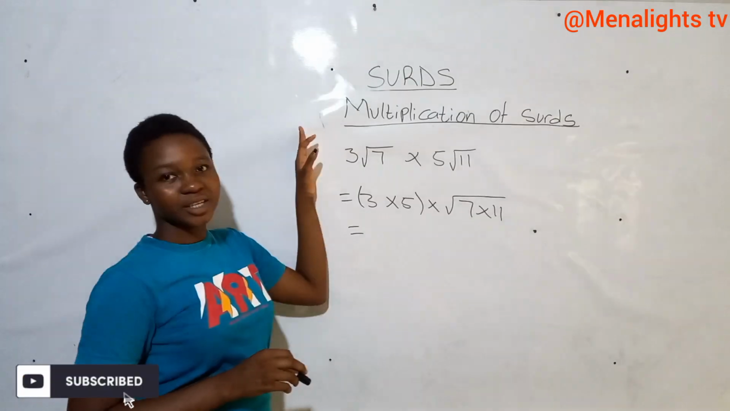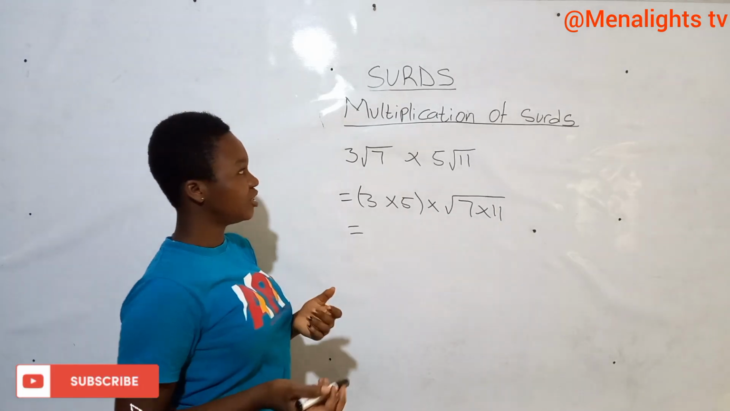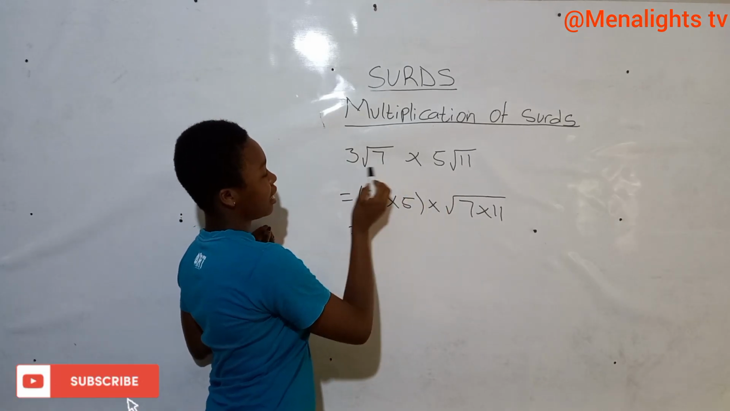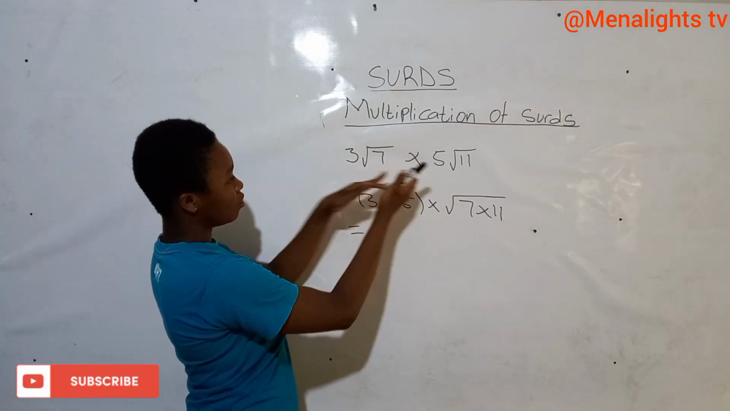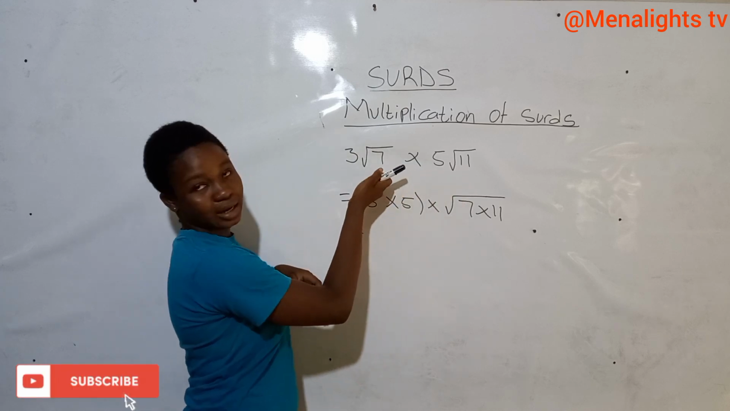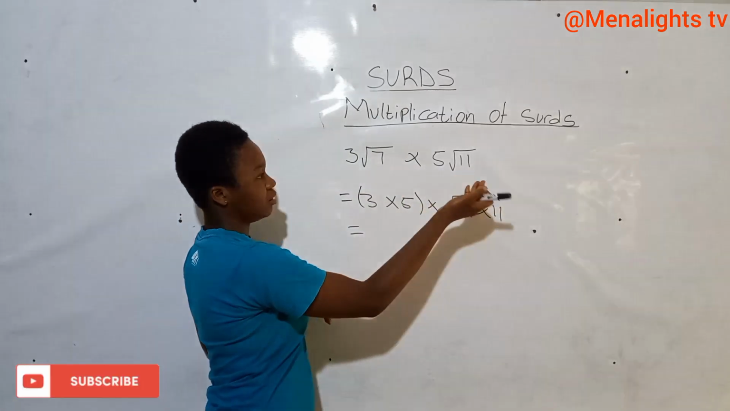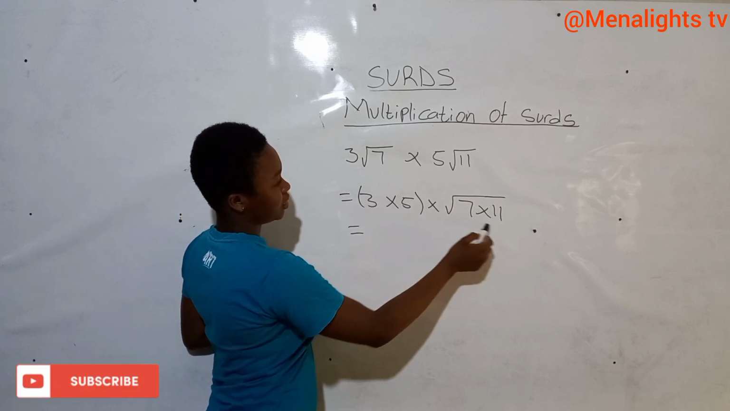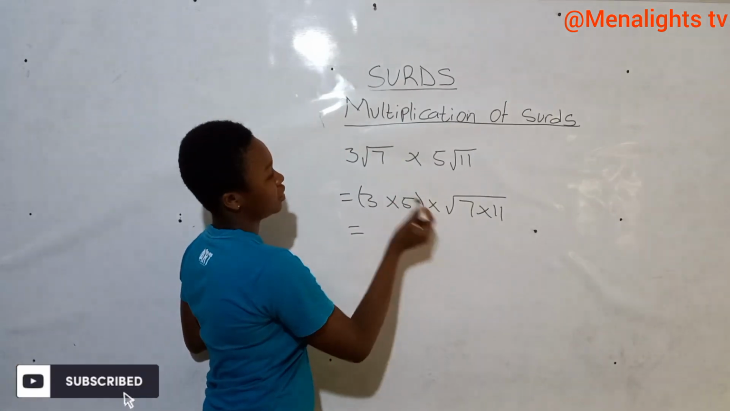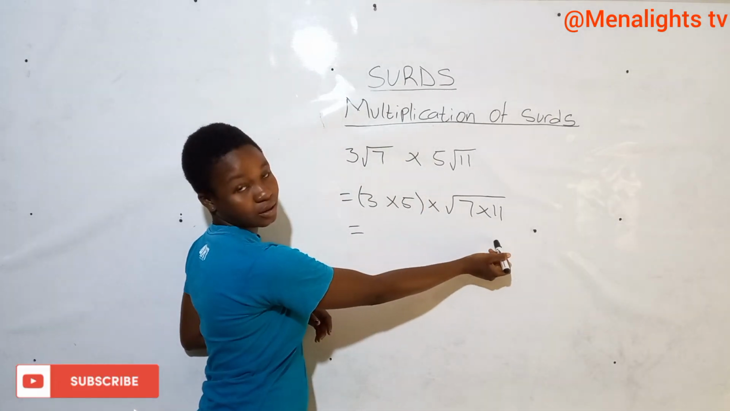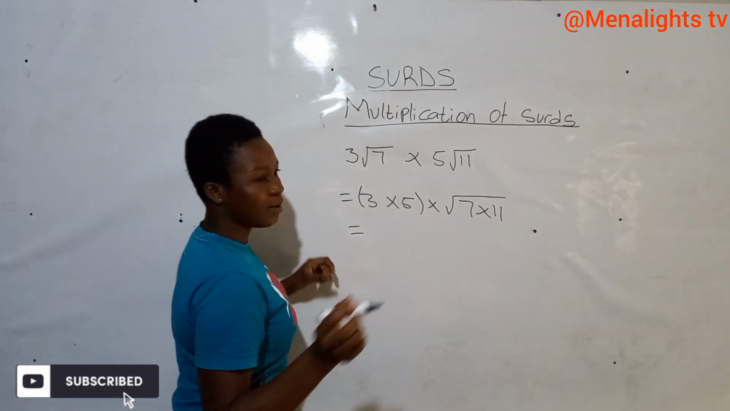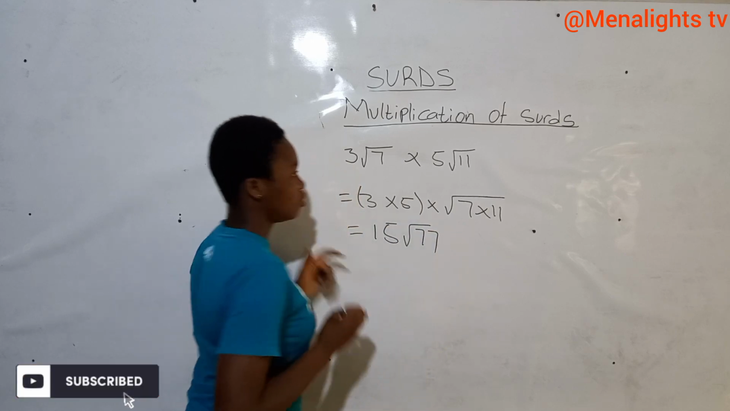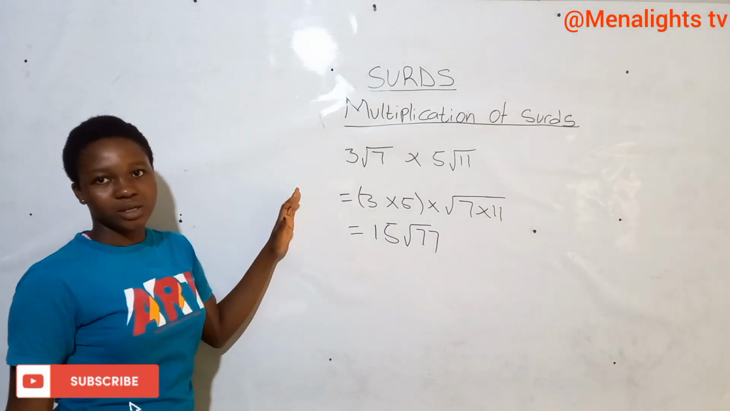So here we come to multiplication of surds. So when we talk about multiplication of surds, it is just the same as multiplying the numbers that are equal. So here the number in front will multiply the number in front here, and the number under the square root sign will also multiply the number under the square root sign here. So here we have 3 times 5 times root of 7 times 11, because they are all under the square root sign. So it is the same as 7 times 11 here under the square root sign here. So here our answer is equal to 15 root 77. So this is all about multiplication of surds.